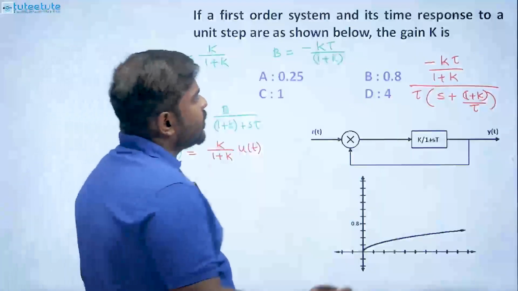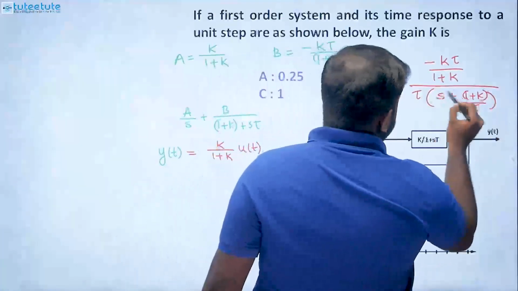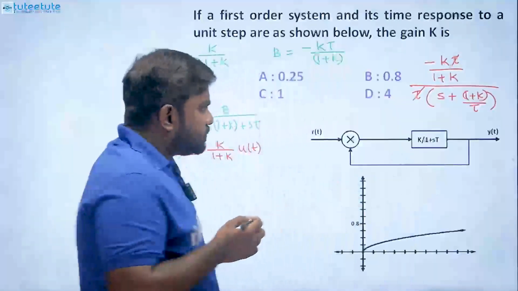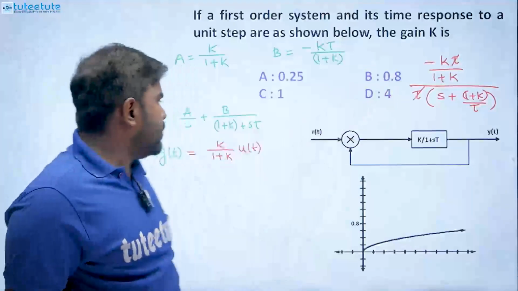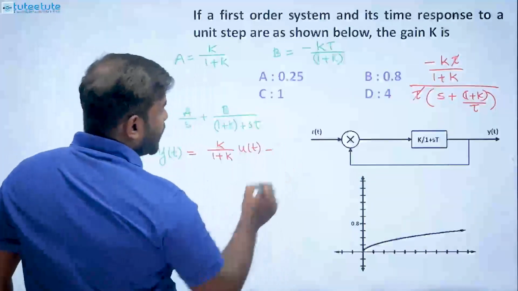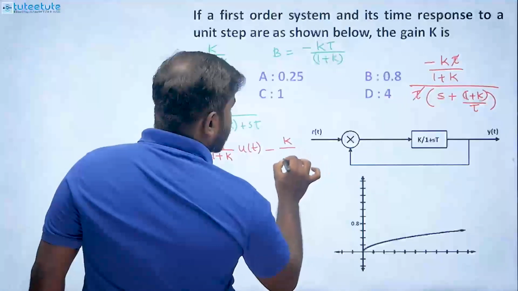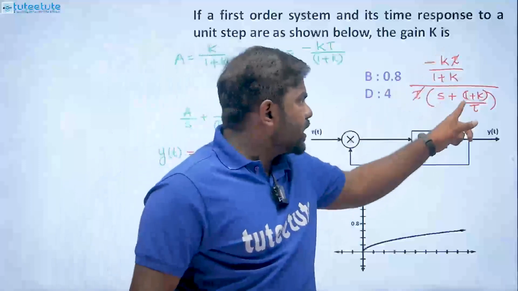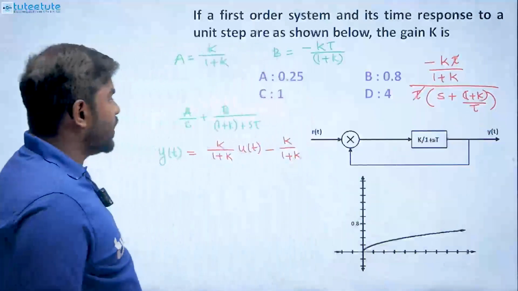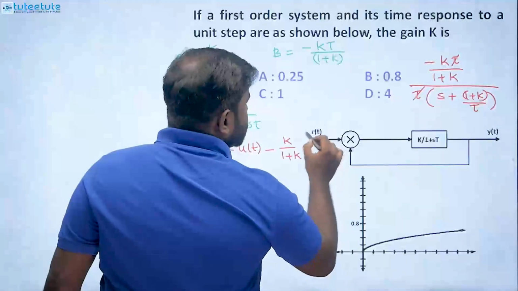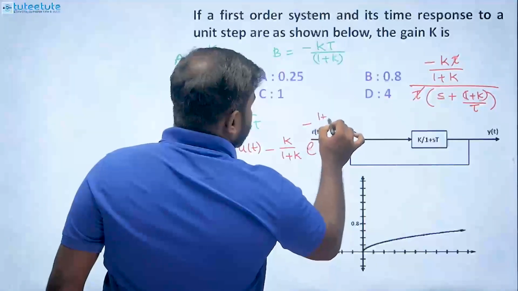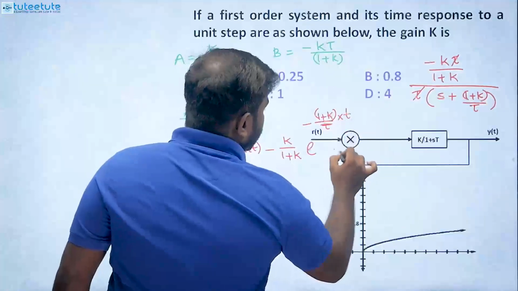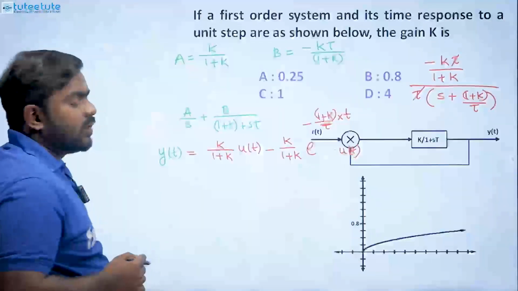So if you rewrite this, the tau gets cancelled. Now what would be the magnitude? You will get minus of the constant value k divided by 1 plus k, the constant term, you take it outside. 1 divided by s plus 1 plus k divided by tau you will get. That would be nothing but e raised to minus (1 plus k by tau) into t, u of t, will be the corresponding y of t.